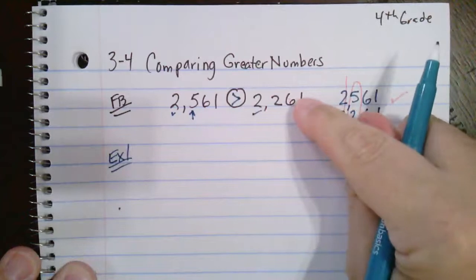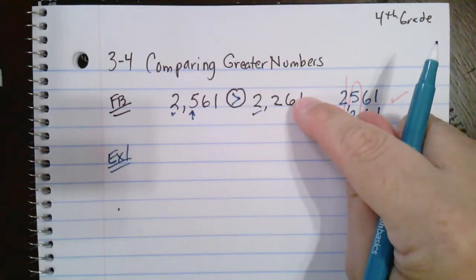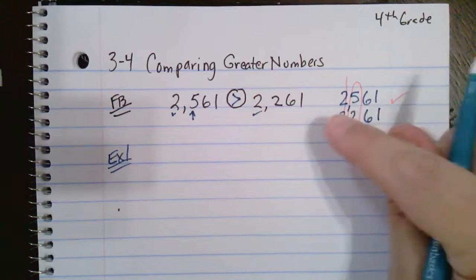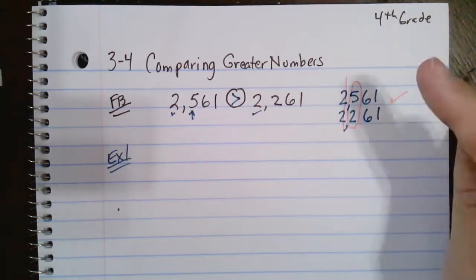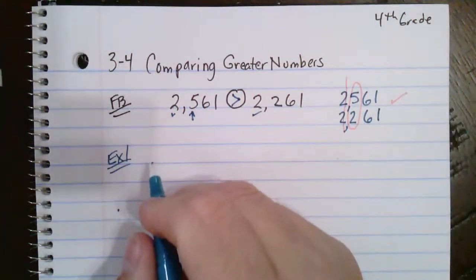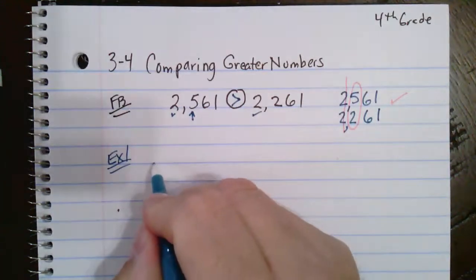I'm not a big fan of just looking at it this way. If you write either messy or quickly, or if you just need an extra tool, I like stacking them up by place value, because you can very easily see, first, do they have the same number of digits, and second, which one is larger.